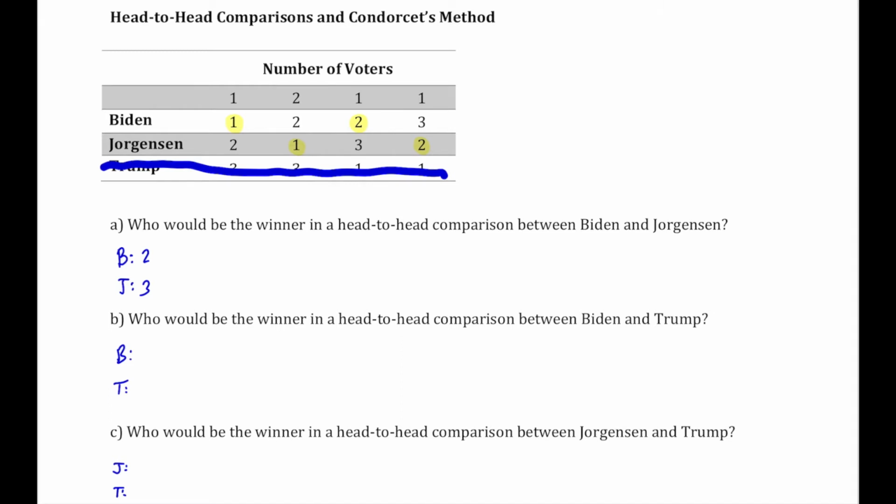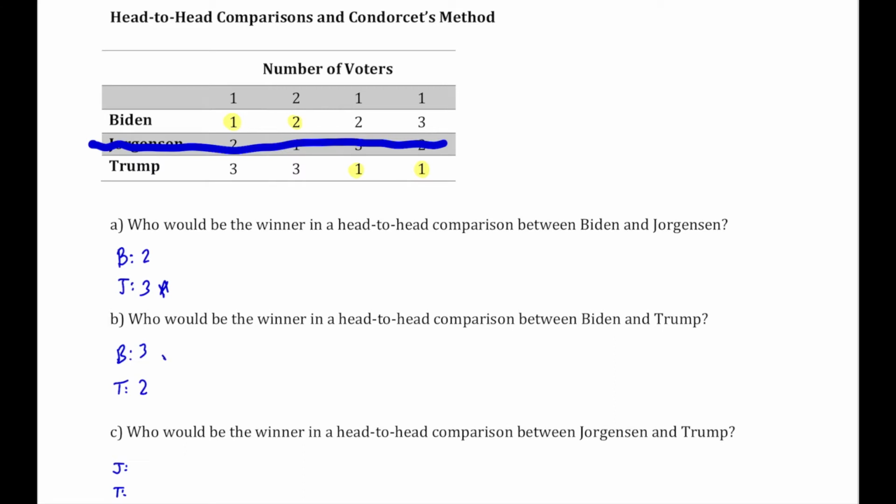We're going to compare Biden versus Trump now. So we're going to forget about Joe Jorgensen and go Biden versus Trump. I'm going to compare the relative rankings between Biden and Trump. Biden gets the first column, Biden receives votes from the second column, and Trump receives votes from the final 2 columns. So what we have here is Biden has 3 votes, Trump has 2 votes. Biden would be the winner between Biden and Trump.